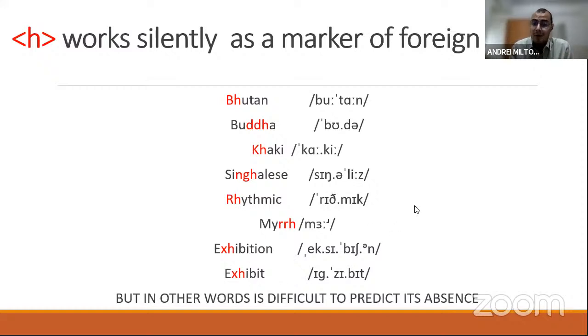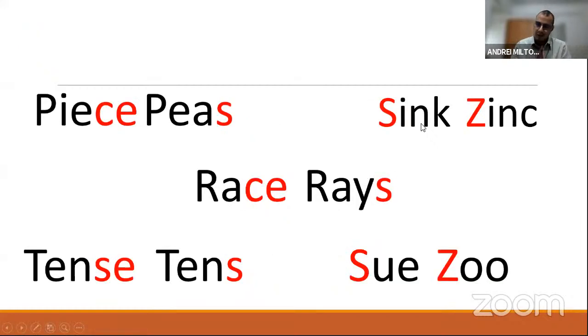Okay, and there are more words that contain a silent H, but there are so many and there is no way to predict them. So I'm just leaving that to you for homework. You try to find more words with silent H, like vehicle, right? Vehicle. Good. Very good.